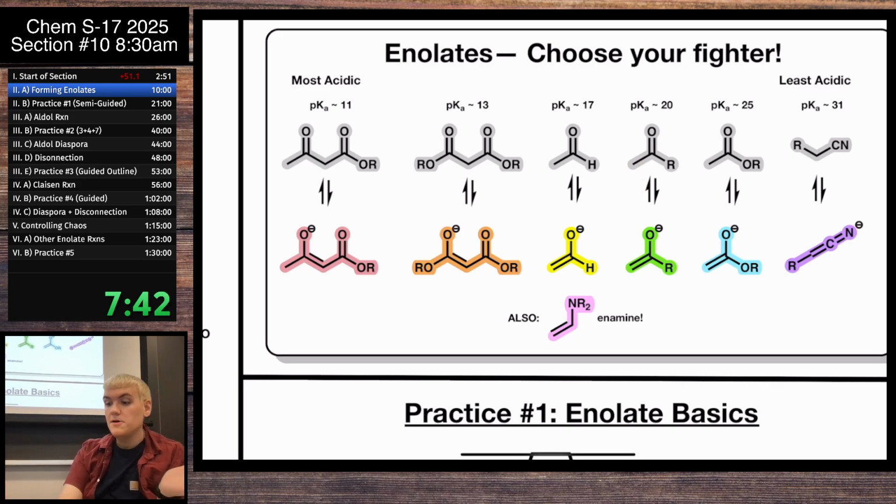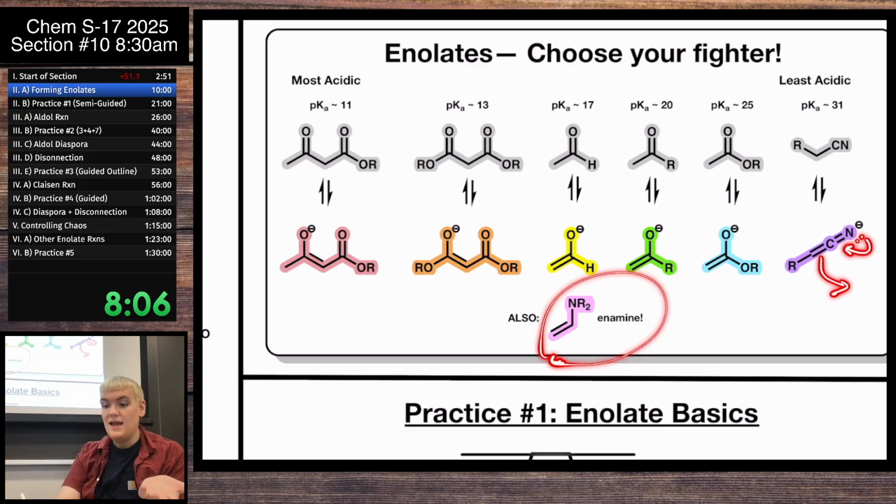Weird ones include nitrile. This is technically the alpha position of a nitrile, and what you can do is deprotonate it, push in, and then this CN triple bond you make into a double bond like this. It looks weird, but it functions the exact same way. This can push down, and this double bond can go and attack something at the alpha position. Enamines also fall into this camp, where you could push down from the nitrogen, and this could go and attack something at the alpha position.